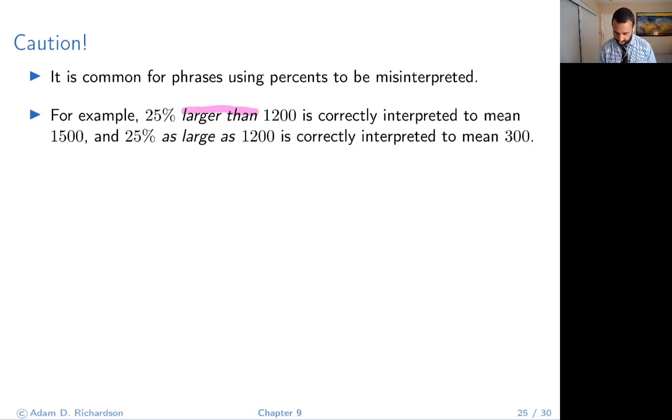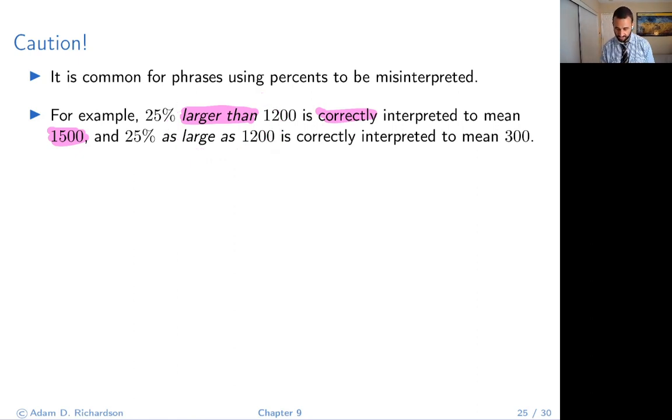25% larger than 1200 is correctly interpreted to mean 1500. The reason is that when you use this phrase, larger than, you're saying find 25% of that number and add it on to that number. That's 25% larger than, right? And that's why you get 1500, because 300 is 25% of 1200, and we're going to add that on.